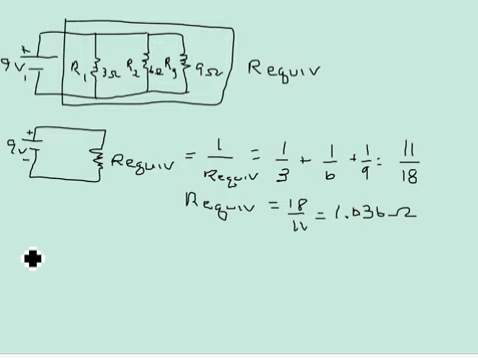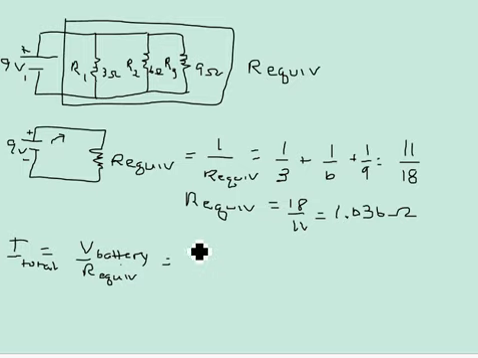Alright, so I'm going to do the same thing. I want to know what the current is that's flowing through this circuit. So again, I can use Ohm's law, but I'm going to use that special thing where I'm going to say it's I total, V of the battery, divided by the equivalent resistance.